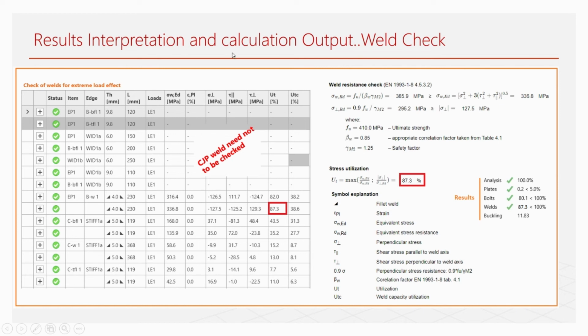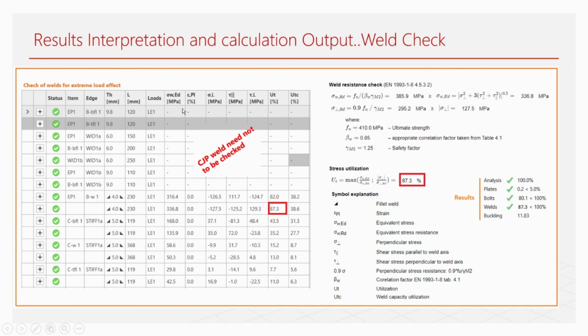Then the result interpretation for the weld check. Similarly, the weld check you can also see on the first screen of Idea Statica, where you can see the end plate. The items are highlighted here, and it is connected to the other items. So, for example, the end plate is attached to the beam bottom flange. End plate is attached to the beam top flange. End plate is welded to the beam web.